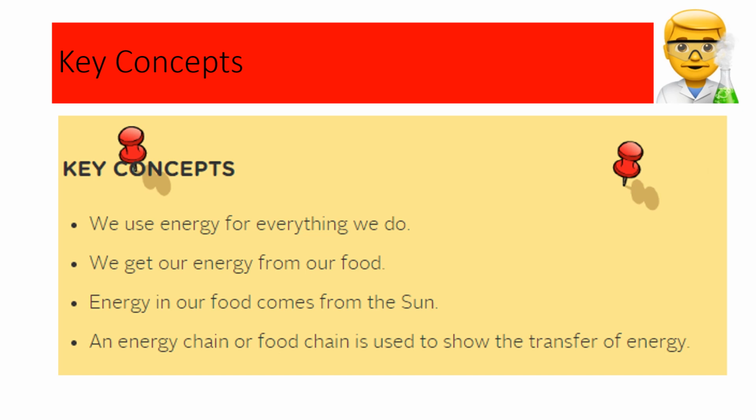Key concepts. We use energy for everything we do. We get our energy from our food. Energy in our food comes from the sun. An energy chain or food chain is used to show the transfer of energy.